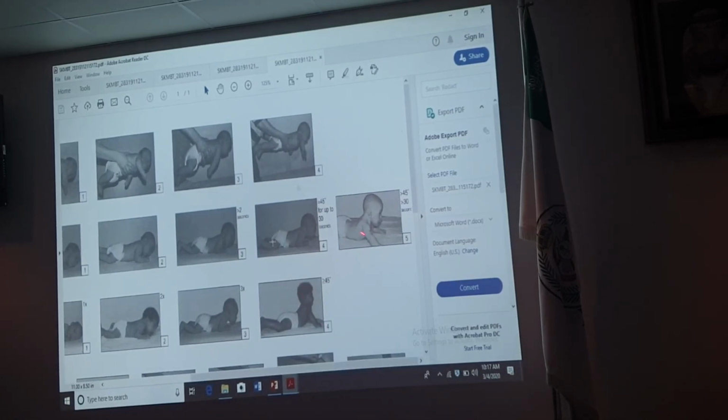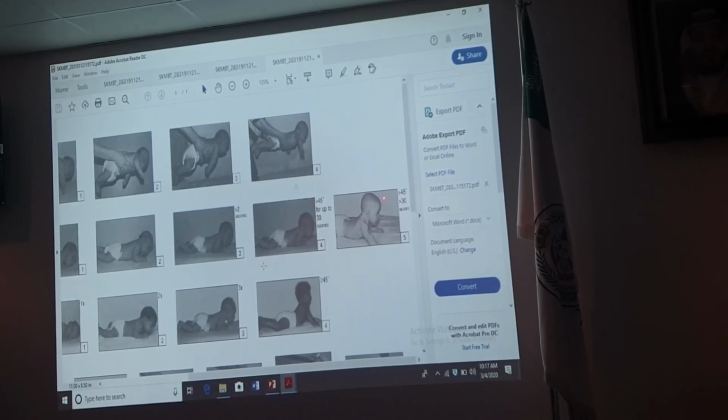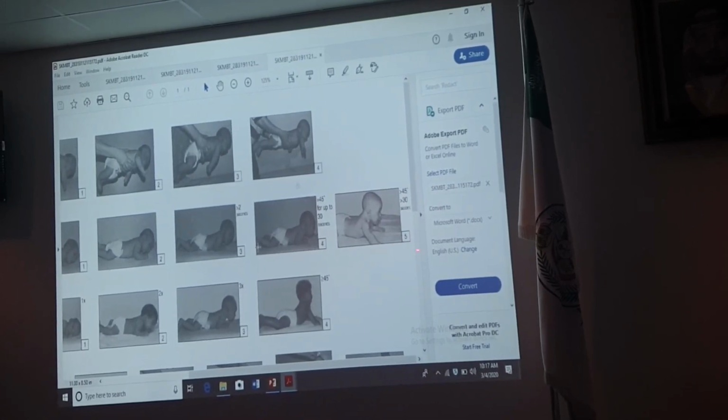Here child lifts up to 45 degrees for up to 30 seconds. And then here full extension. More than 45 degrees, more than 30 seconds child maintains. Here once again you have a 4 score, this is 5 score.